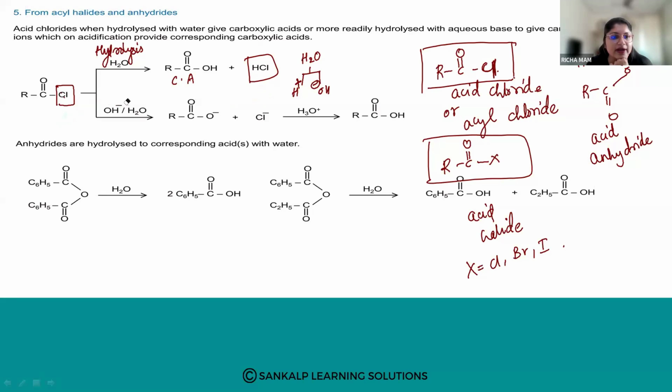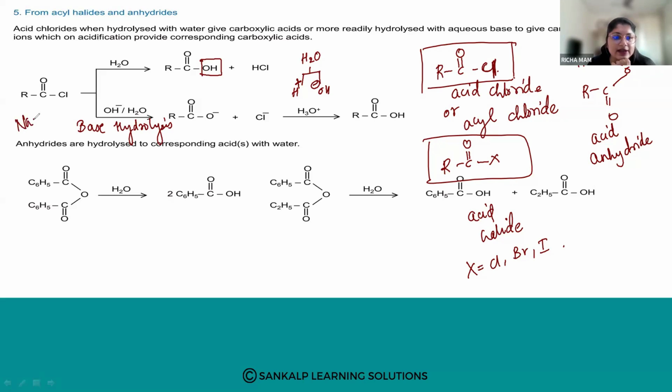Understood? So your acid chloride undergoes hydrolysis. Water splits into H plus and OH minus, so OH minus is the nucleophile, and it replaces Cl. The H plus ion combines with Cl and you get HCl. So this is one method. Acid chloride when hydrolyzed with water will give you carboxylic acid, or it is more readily hydrolyzed with aqueous base. You can do a hydrolysis with a base. Base hydrolysis means you're adding water, but in the presence of a base.